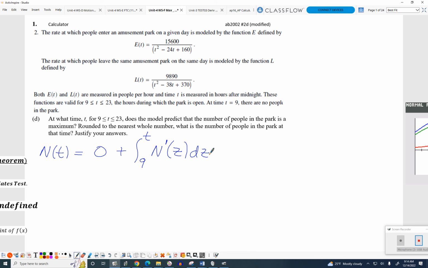Solid. All right. It says, at what time does the model predict that the number of people in the park is a maximum? Are they asking us to find an absolute maximum or a relative maximum? How do you know? They said the word maximum, so I'm on alert for one or the other. So hands up. Are they looking for relative, absolute, and how do you tell the difference? Let's go, Dylan.